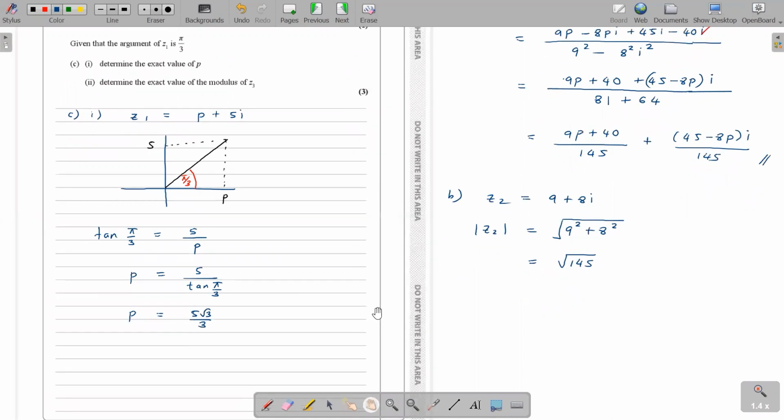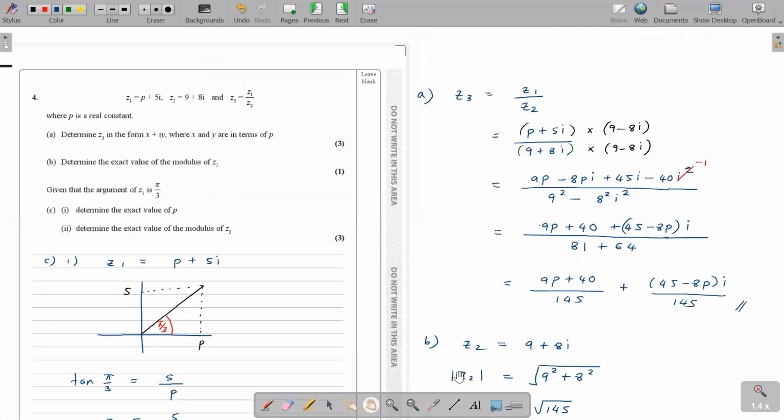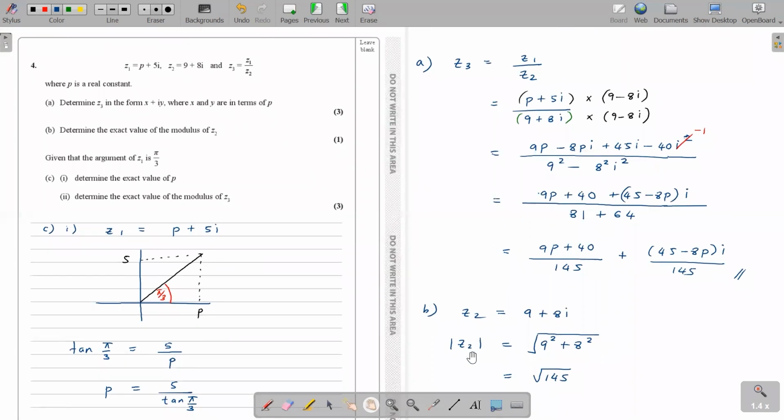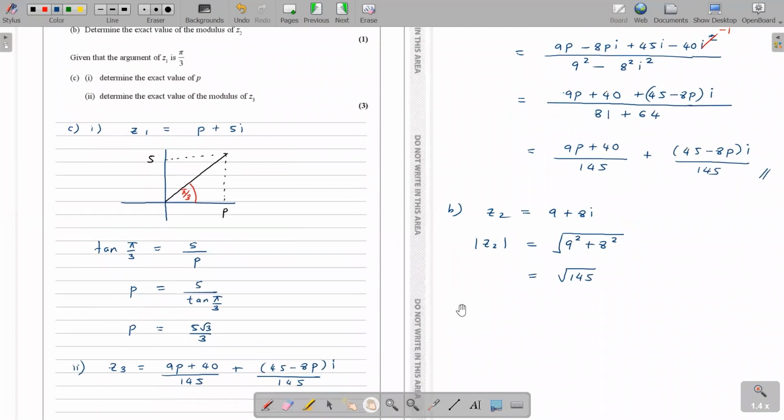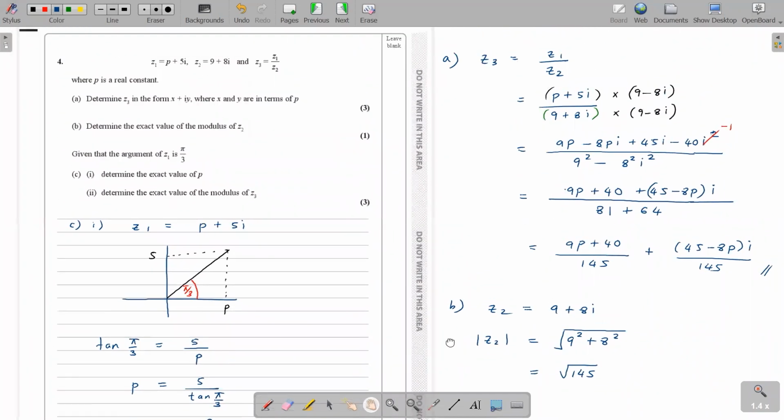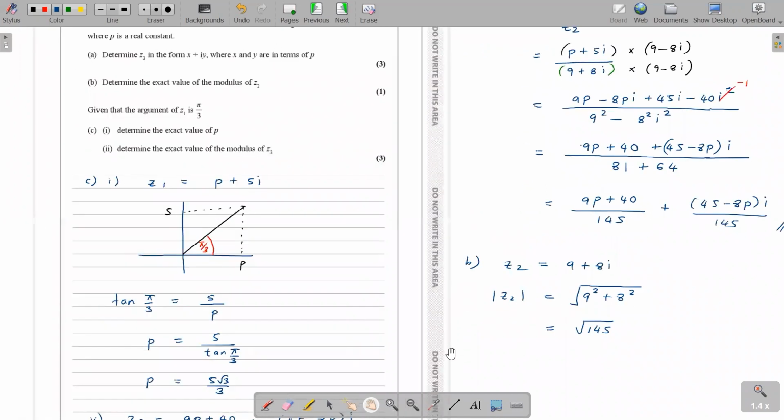Roman number 2, determine the exact value of the modulus of Z3. Okay, so you have to get the exact value of the modulus of Z3. How do I get the exact value of the modulus of Z3? So we already have the Z3 value here, right? Z3 is (9p plus 40) over 145 plus (45 minus 8p) times i over 145. Are you with me? This was our Z3 value, right? So then we could replace the p value with 5 root 3 over 3 here, and then we can get the modulus.